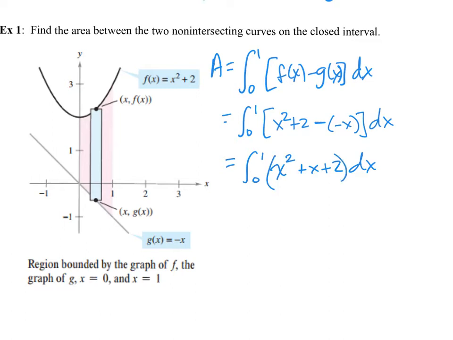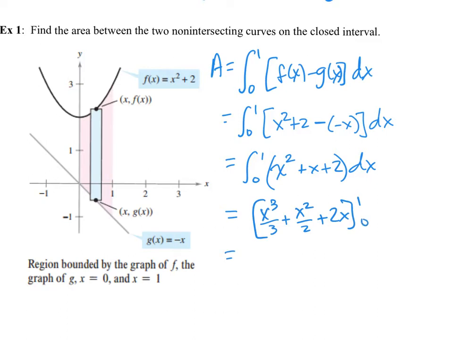All right, so now what we're going to do is find the antiderivative. And if we take it term by term, the antiderivative of x squared is x to the third over 3. The antiderivative of x is x squared over 2. And the antiderivative of 2 is 2x. So we would have x to the third over 3 plus x squared over 2 plus 2x. And we'll evaluate that antiderivative at 1 and at 0 and then subtract those two values.